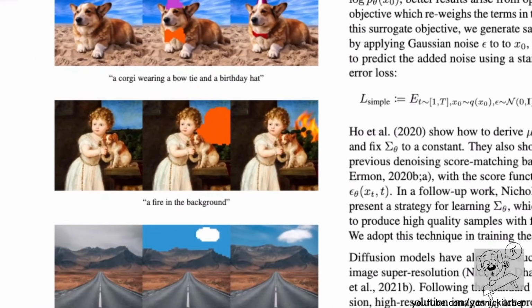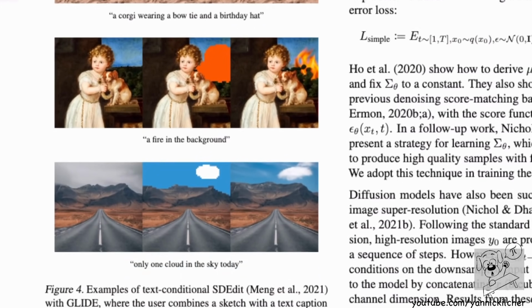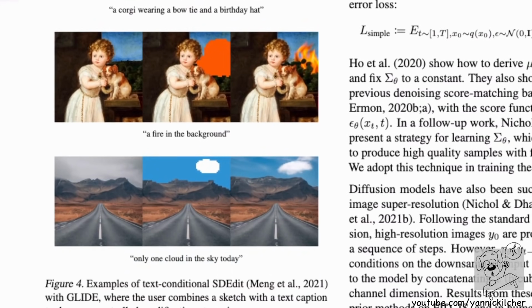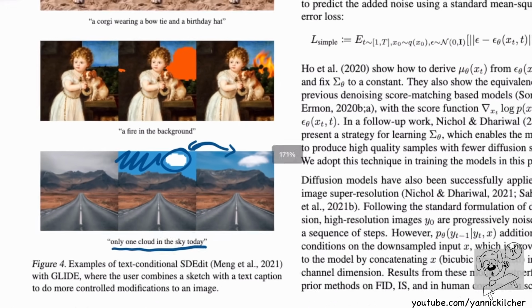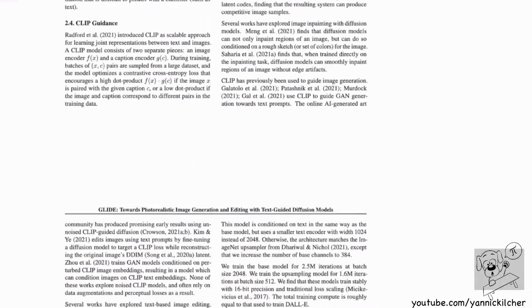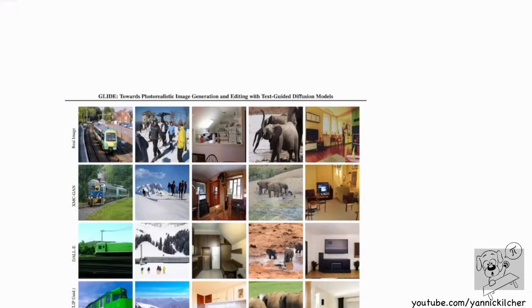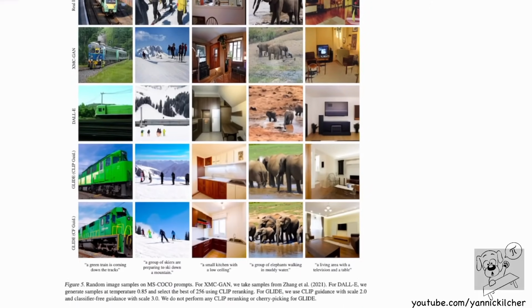Editing right here. Even this sketch editing, where you don't only mask, but along with the mask, you provide a sketch, as you can see right here. So this part here is blue, and then the part here is white, and that's also the mask that the picture receives. And you can see that only one cloud in the sky today. You can guide even more. So you can guide with text, and you can guide with sketch color, and so on. So this is a very, very cool model. You can see the quality is very, very good.